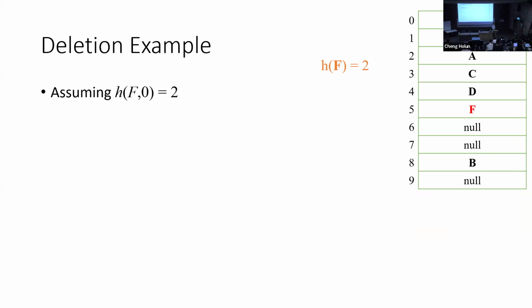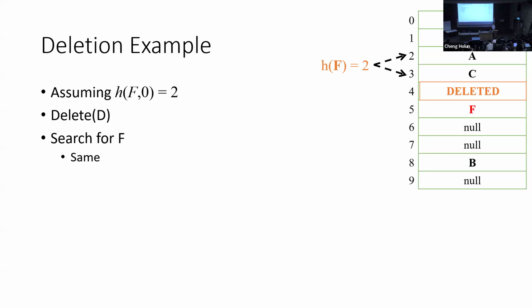So let's have a deleted example. Let's assume hash F is 2. So I insert F in slot 5. When I delete D, slot 4 is so-called empty now. If I search for F, I will start from 2. Slot 2 is occupied, but it's not F. I go to the next slot. Is F there? No. It's empty, okay, because it's deleted. I will go on to search for F. Oh, bingo, I find F. That's how I search for F.